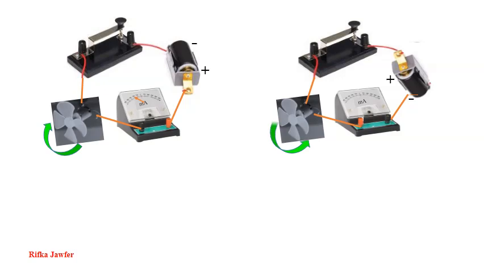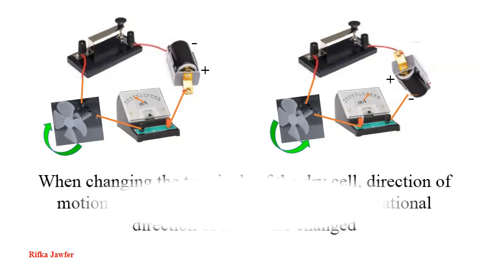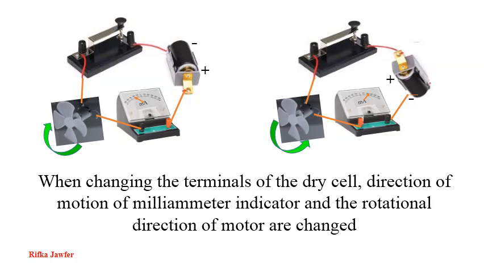You will see the fan of the motor rotating in the opposite direction and the indicator of the milliammeter too will deflect in the opposite direction. So, when changing the terminals of the dry cell, the direction of motion of the milliammeter indicator and the direction of rotation of the motor are changed. This is due to the change of direction of the current.